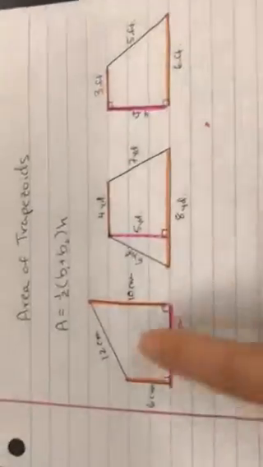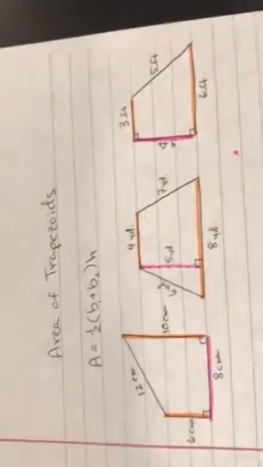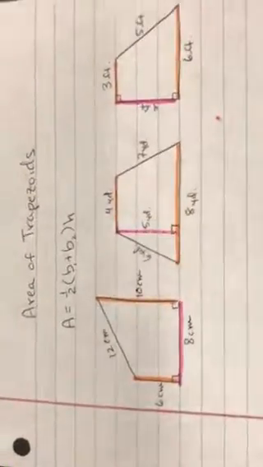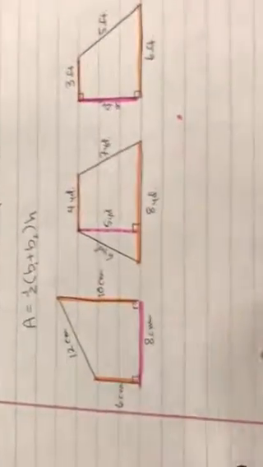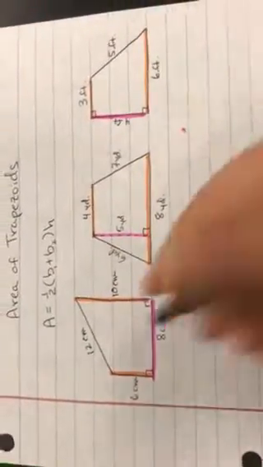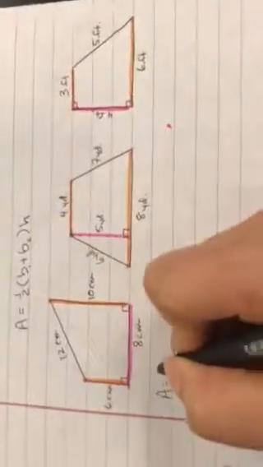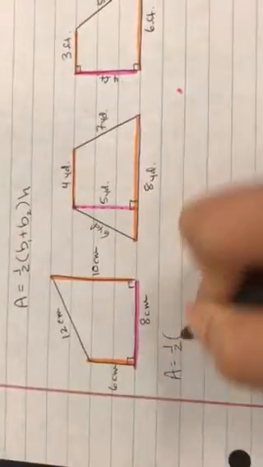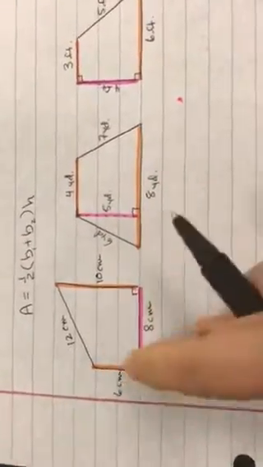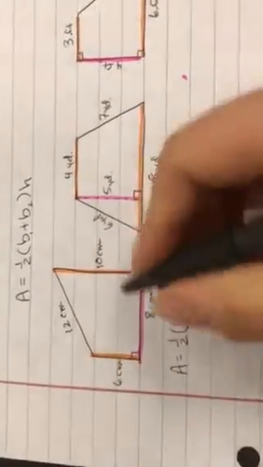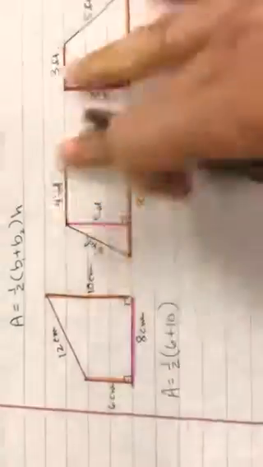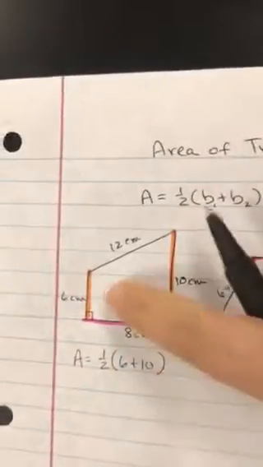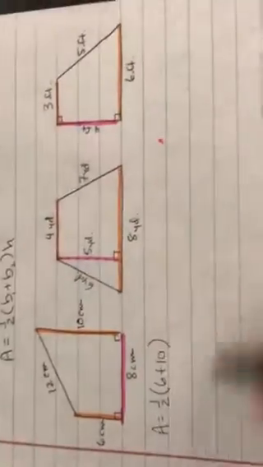Okay, so now that we know our bases and we know our height, we can plug it into the formula and figure out the area of the trapezoid. For this one, I'm going to plug it into the formula. So area equals half, parentheses, base 1 plus base 2, which my two bases are 6 and 10 because they're parallel, 6 plus 10, times the height, which is, and you can turn your trapezoid this way, the height is 8, right? That's how tall the trapezoid is from base to base.